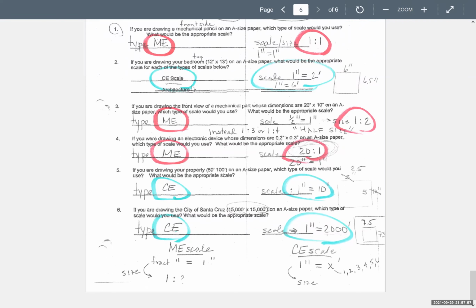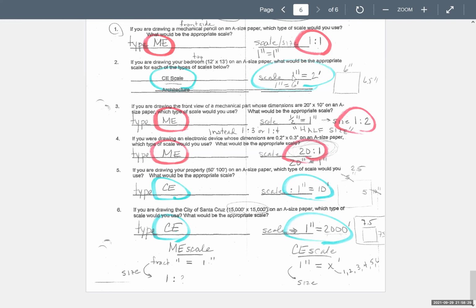Okay. And then for the civil engineering scale, Josh, you're here? Yep. Okay. So for 2, 5, and 6, which are the civil engineering scale, we had to somehow fit this on paper. Now, granted, it's 12 feet by 16 feet. There's no way to fit it on paper, right? But if we thought of it in terms of inches and we halved it, it would be 6 inches by 7.5 inches, and that would fit. So my scale of 1 inch is equal to 2 feet would work. Did everybody hear how I did that?